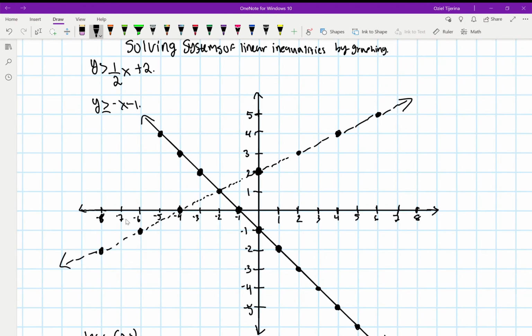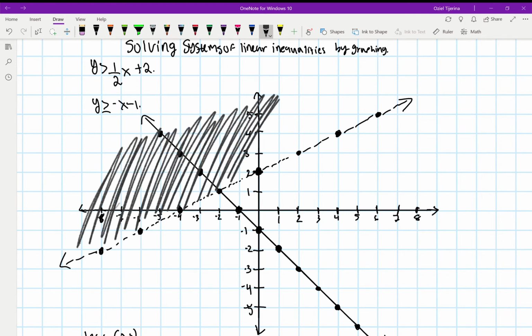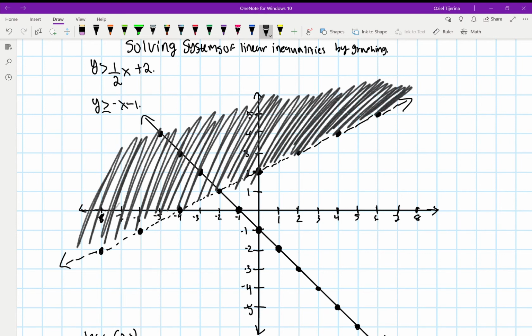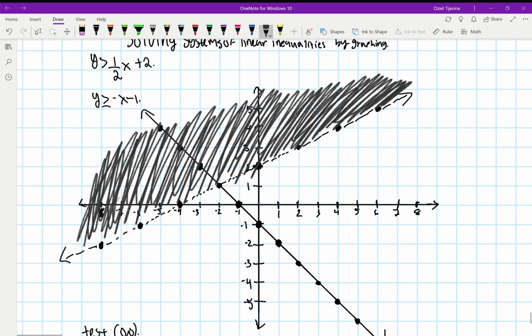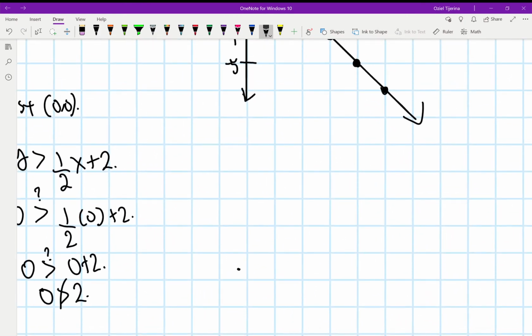So we're going to shade above this line. So you would grab your pen and you would literally shade this entire part right here. You would shade this entire part. And then we have another one that says y is greater than or equal to negative x minus 1. Well, we're going to do the same thing. We're going to test (0, 0).